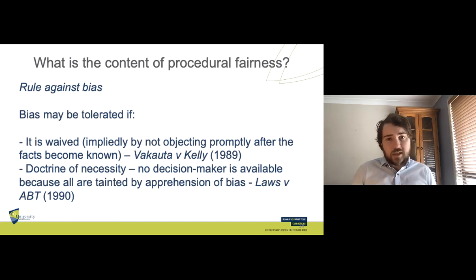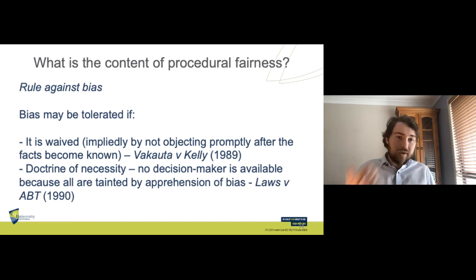The second reason why bias might be tolerated is under the doctrine of necessity. And this would occur where no decision maker is available because all the potential decision makers are tainted by this apprehension of bias. And that's what came into play in Laws and the Australian Broadcasting Tribunal. Because Laws had a case against the tribunal as a whole for defamation, the entire tribunal was tainted by this apprehension of bias, that they wouldn't resolve his matter with a fair and open mind.